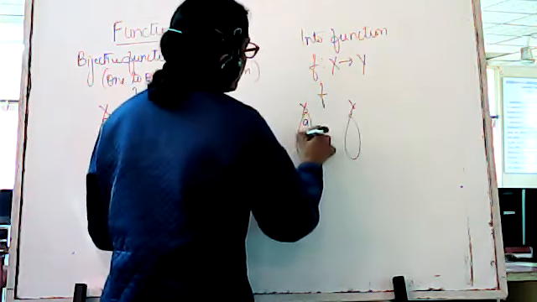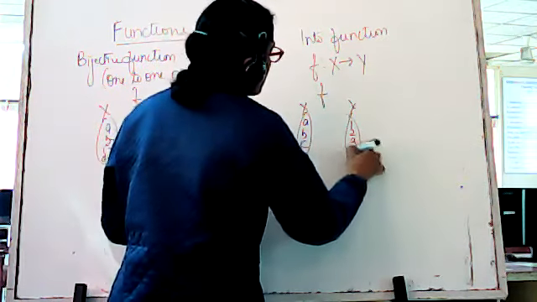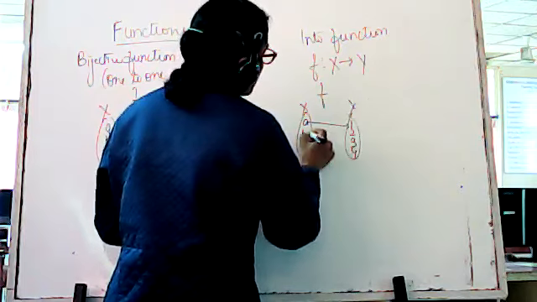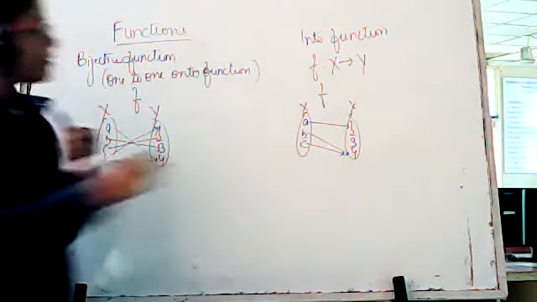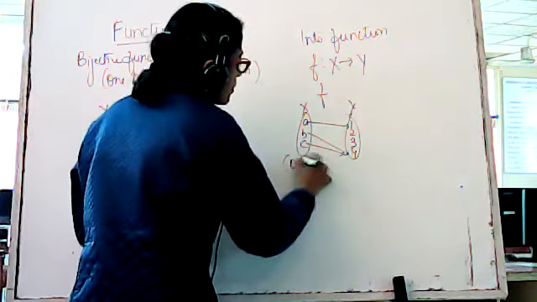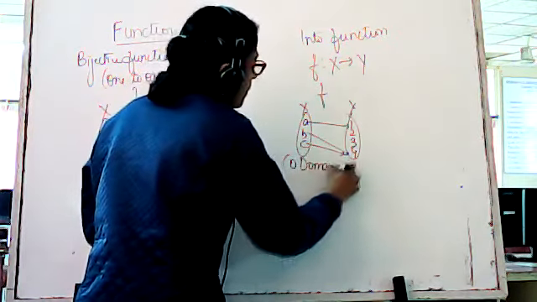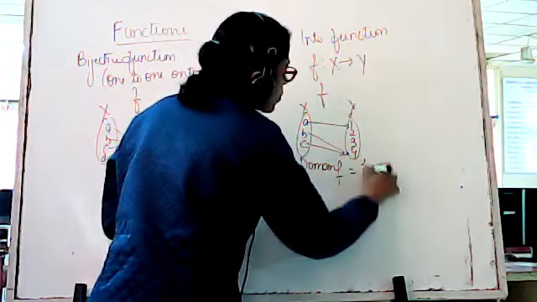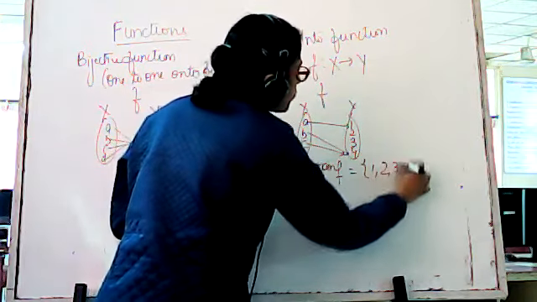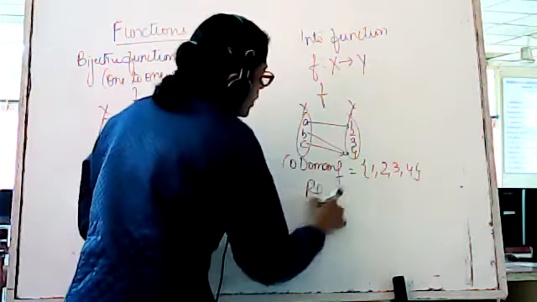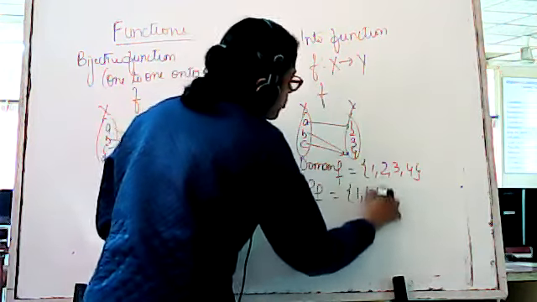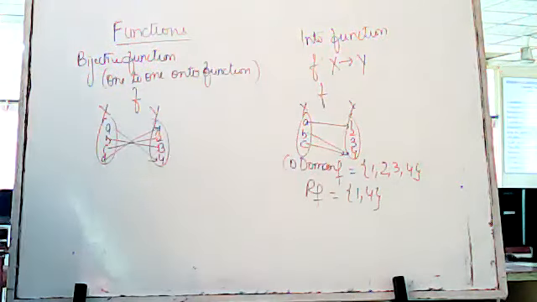For example, the codomain of the function is 1, 2, 3 and 4, but the range of the function is 1, 4. This is a function, but codomain and range are not the same. This function is called into function.